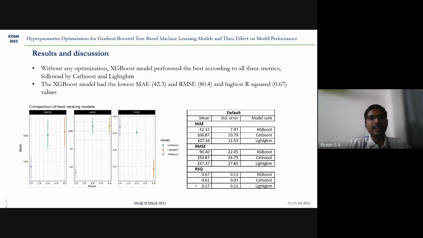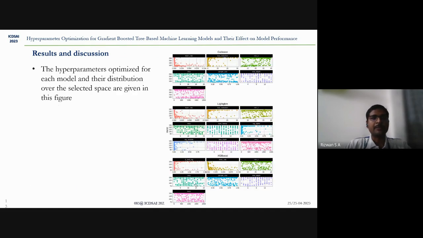Coming to the results, here I have shown the figures and the results for no optimization. So without any optimization, we found that XGBoost was the best performing model in all three metrics. It had the lowest MAE, 42.3, 80.4 RMSE, and the highest R-squared value, which was 0.67. The second model was LightGBM, and the third model was CatBoost. So CatBoost was not really performing well without optimization of the hyperparameters.